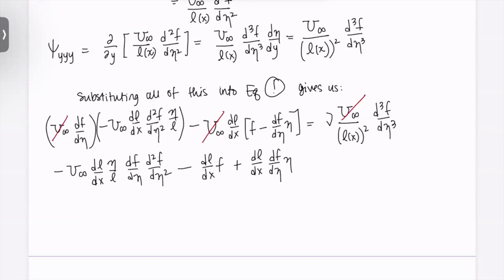Why did that other unit not cancel? Because it's multiplied. Right? I see. Yeah, that one's got to stay. Sorry, I haven't been typing. No, it's been okay. This is interesting. Okay, and then this we have nu over L squared, and then the third derivative of f with respect to eta.